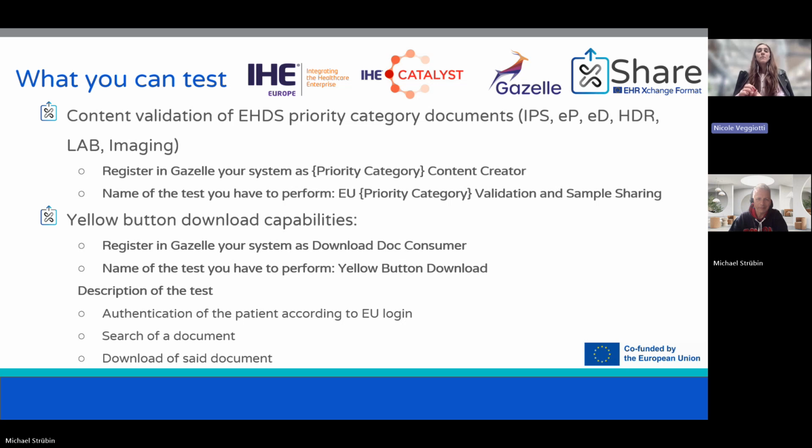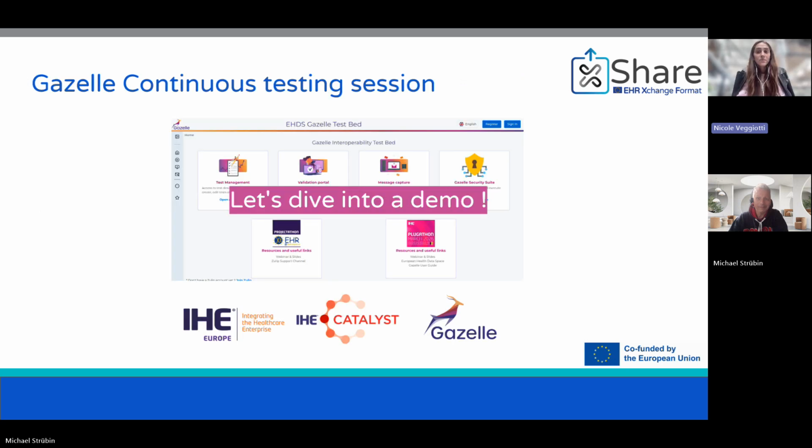Plus, we have the yellow button download capability. For testing yellow button download capability, you have to register your system as the download doc consumer actor. The name of the test that you have to perform with your system is yellow button download. In this test, you will see there are different steps: authentication of the patient according to your login, search of the document, and download of that document. So next slide, I think then it's my turn to start the demo.